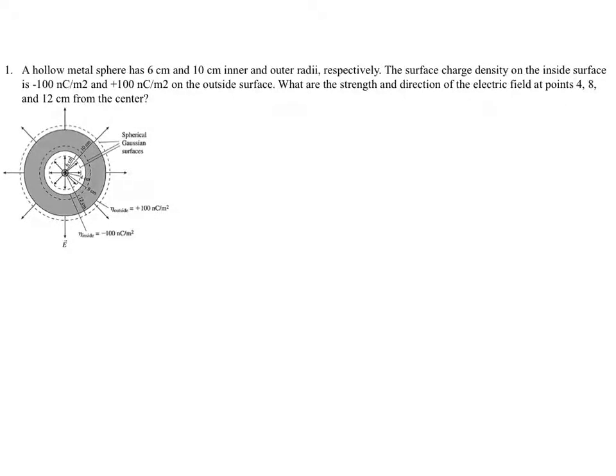All right, let's get at this problem here. So, a hollow metal sphere has 6 and 10 centimeter inner and outer radius. Surface charge density is a minus 100 nanocoulombs per square meter on the inside, and the outside is a plus 100. So, we want to find the strength and direction of the electric field at various points from the center. So, let's get at the computations here.